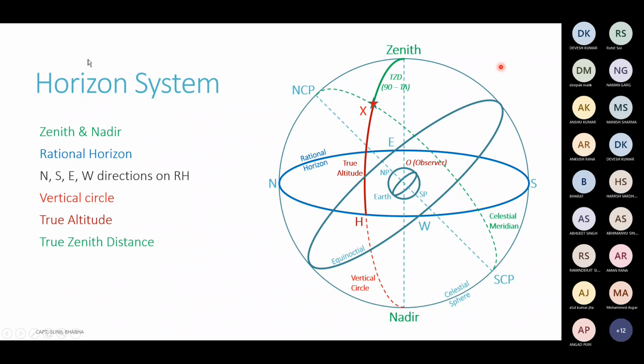So all the new things which we discussed in the horizon system have been added up in the same diagram. The diagram now shows you both the systems. You see the equinoctial system also. You see the horizon system also. You see the references from the horizon system as well as the equinoctial system.